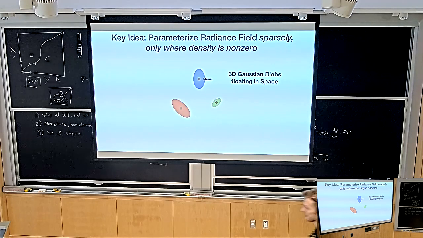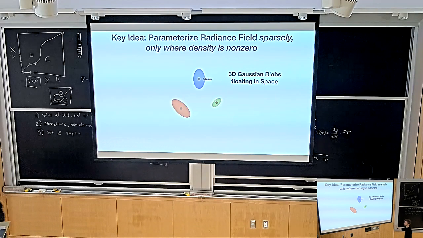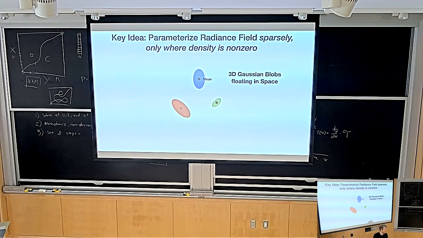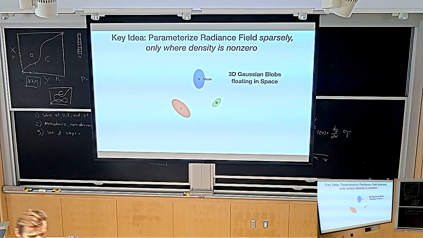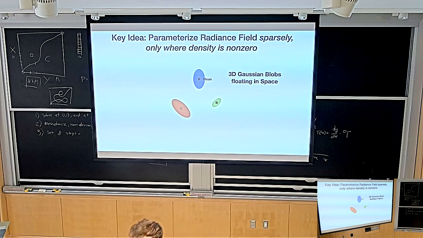Can we do better? Some of this might seem obvious, but we're going to discuss later why it's maybe not that obvious. So the key idea of this paper is to say, what we're going to do instead is parameterize our radiance field sparsely, so we're only going to store information where the density is non-zero. Specifically, we're going to parameterize our radiance field via 3D Gaussian blobs that are floating in space. Here I'm drawing 2D Gaussians because I can't draw very well in 3D. But what does that specifically mean? It literally means that you're parameterizing your radiance field by just little 3D Gaussians that are floating in space.